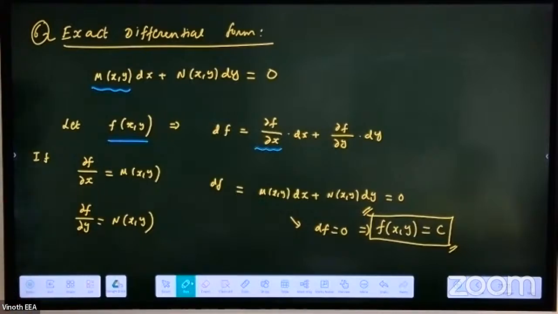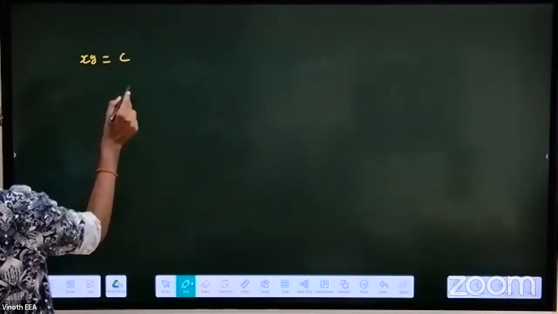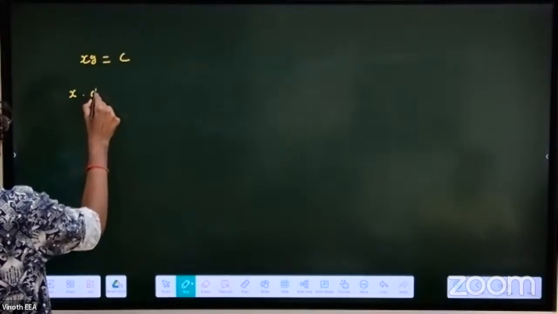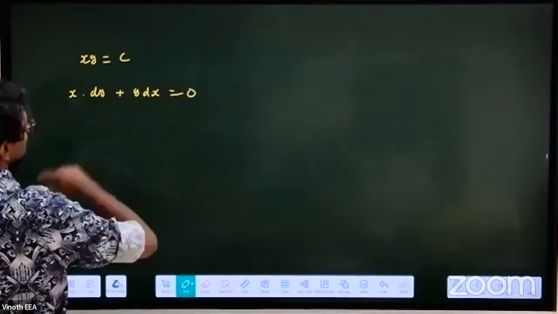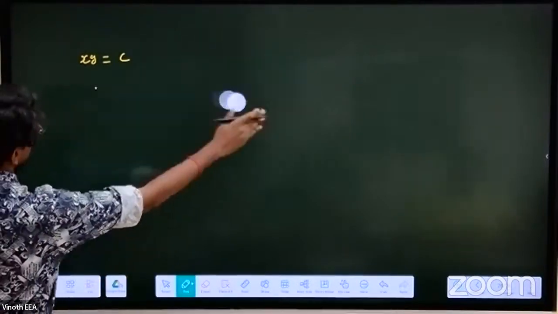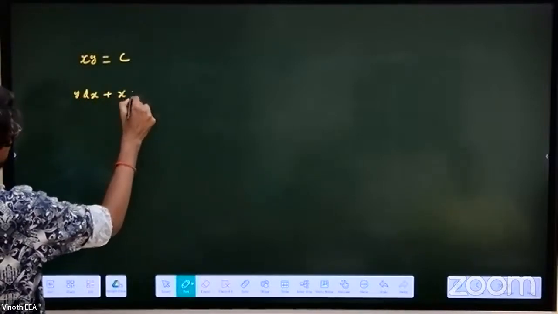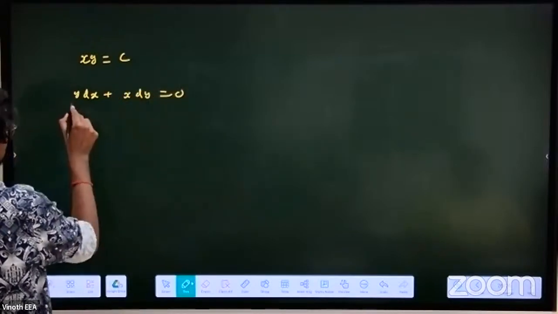Maybe I will do one thing. I will take one example. One second, I will take one example. Take xy equal to constant itself. Differentiate this on both sides. What will happen here? x into dy plus y into dx equal to 0. I will write y first: y into dx plus x into dy equal to 0.